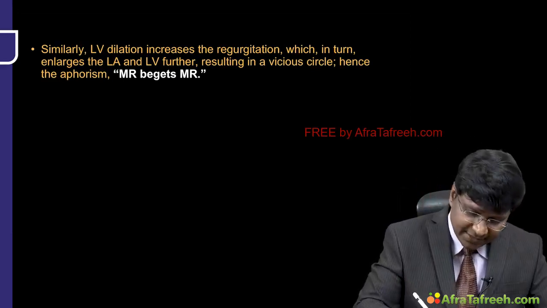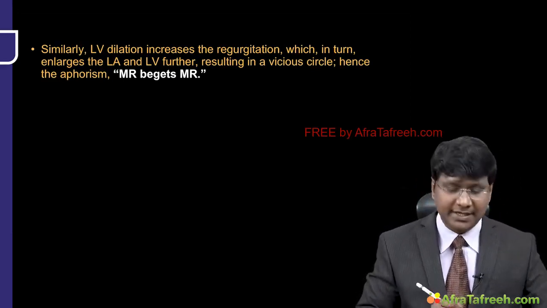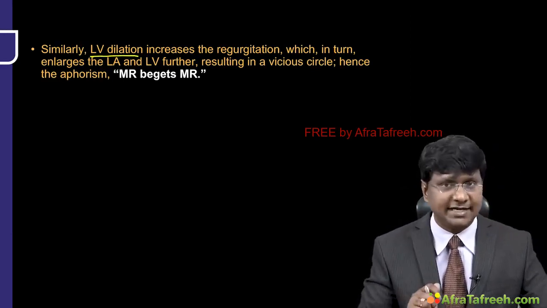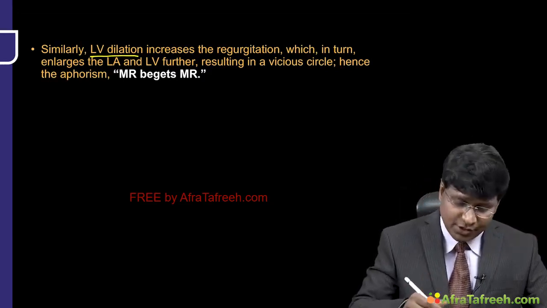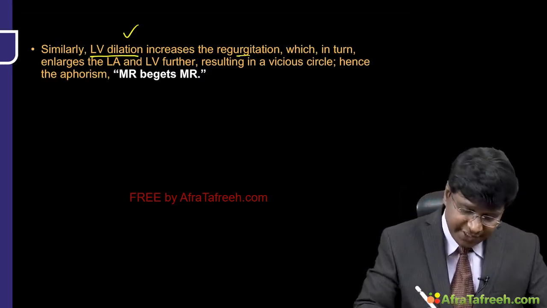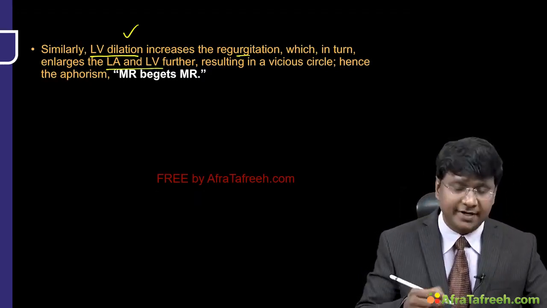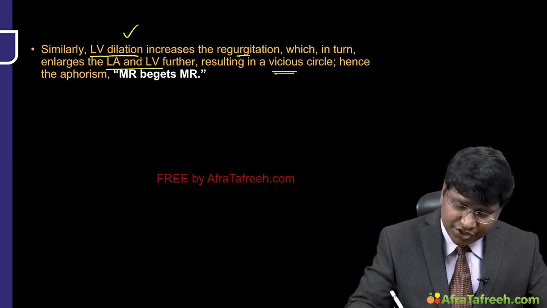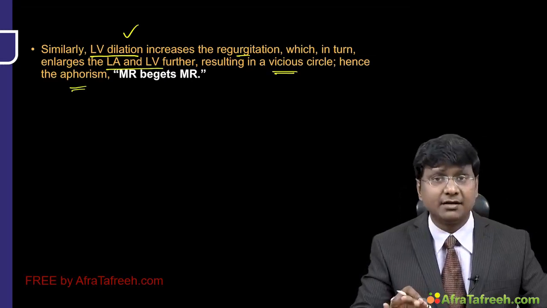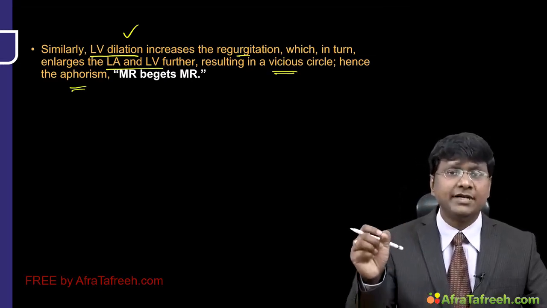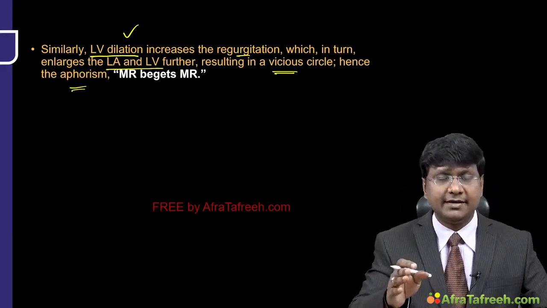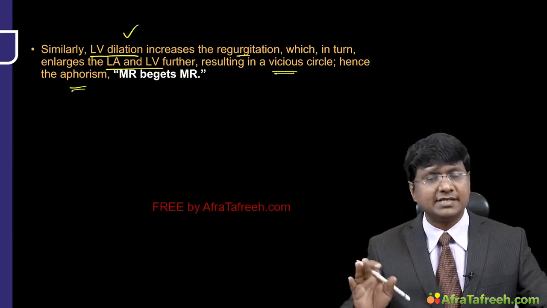So regarding the left ventricular dysfunction, initially there will be left ventricular dilatation. Why will there be left ventricular dilatation? I'll explain that in the hemodynamics. Left ventricular dilatation increases with regurgitation, which in turn enlarges the left atrium and the left ventricle further, resulting in a vicious circle. Hence the aphorism, MR begets MR. So once the individual develops mild MR, if it is not treated, it can progress to moderate and severe MR.